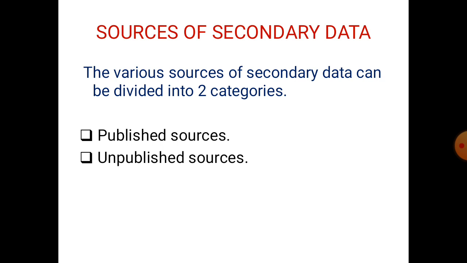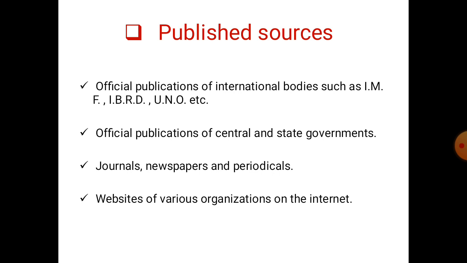There are mainly two sources of secondary data. One is published sources and one more is unpublished sources. We will discuss it one by one. The first one is published sources.